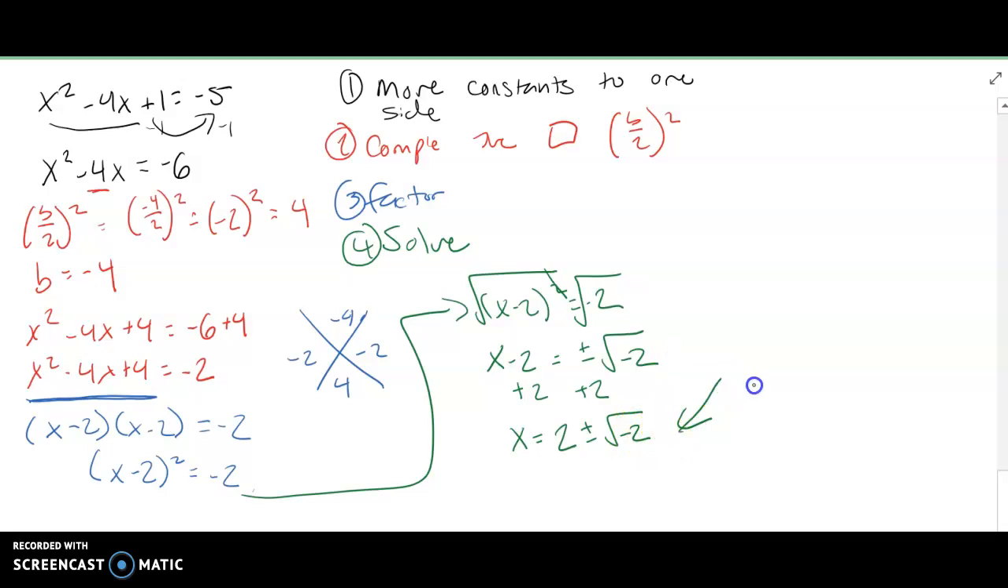Well, I can't have that negative 2 in the square root, so I need to get that out by using imaginary numbers, i. And i equals the square root of negative 1. So we can rewrite this as x equals 2 plus or minus i square root of 2. That would be both your answers, because you have 2 plus i square root of 2 and 2 minus i square root of 2.